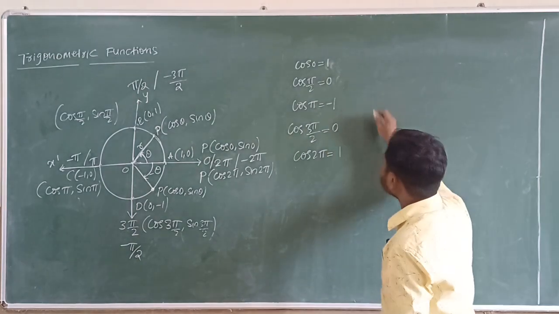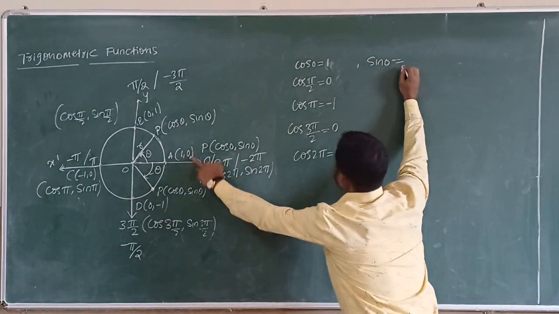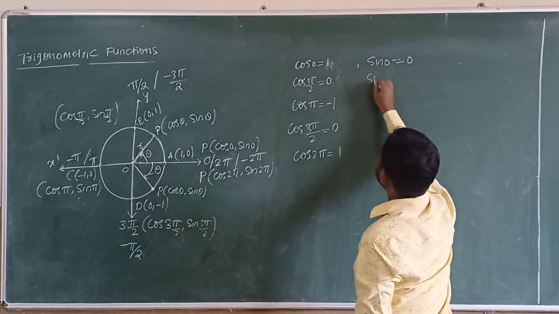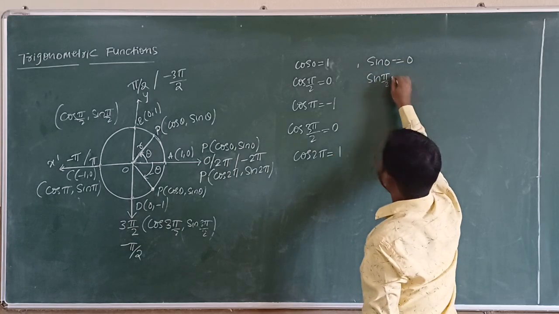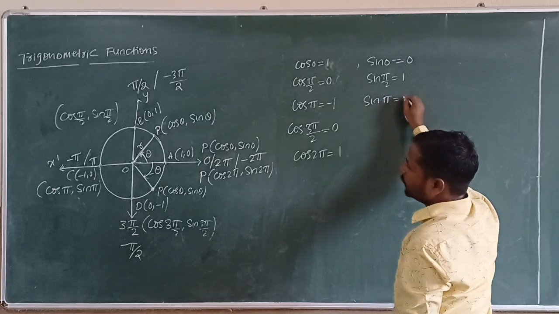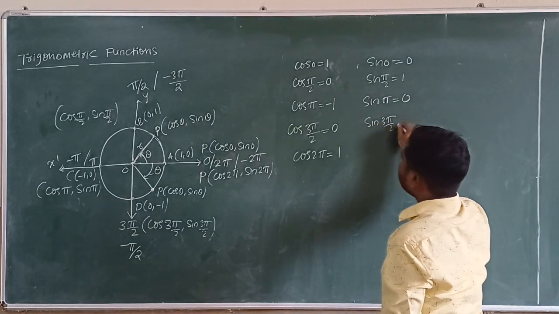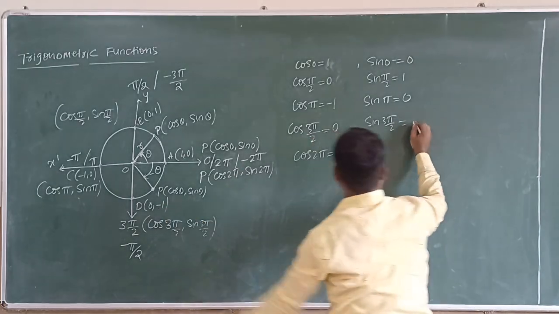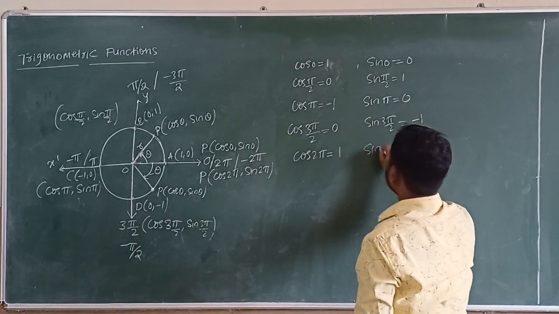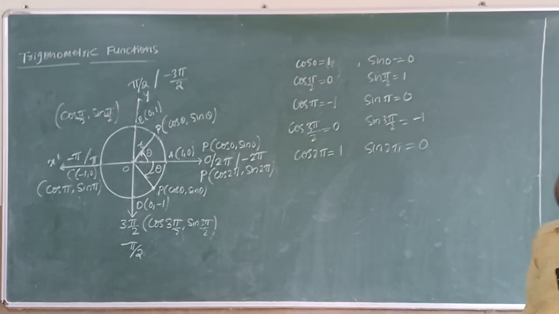Right? Next one, what is sin 0 there? Sin 0 is equal to 0. Next, sin of pi by 2 is 1. Sin of pi is 0. Sin of 3 pi by 2 is minus 1. Sin of 2 pi is 0 now.